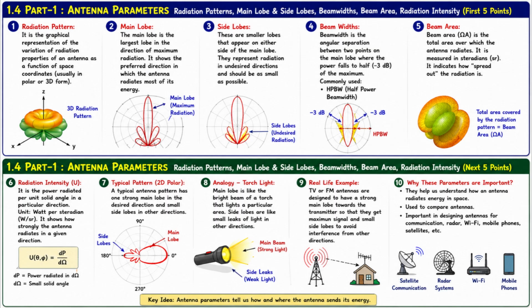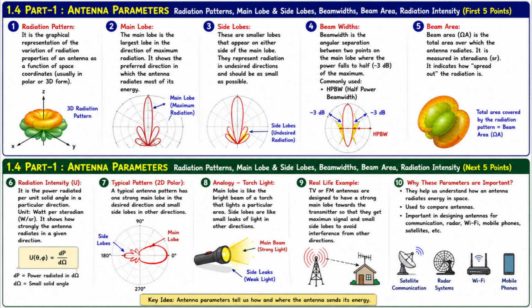This is the usual beam because it carries the signal toward the receiver. For example, a TV transmitting antenna should send more energy towards the service area. Side lobes are smaller beams in unwanted directions. They are like light leaking from the sides of a torch. They waste energy and may disturb other communication systems also.